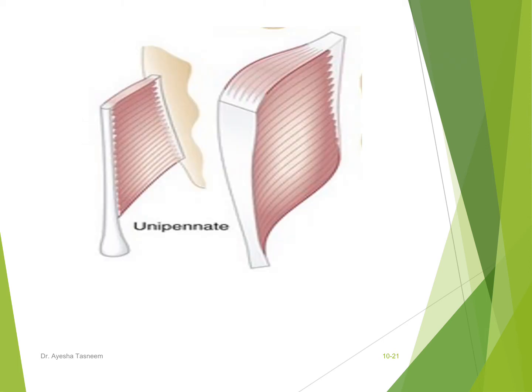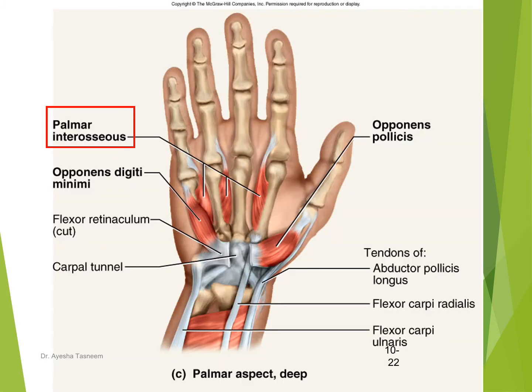Here you can see they are reaching the tendon only from one side. Here you can see that is labeled in the figure. The palmar interosseous you can see here. They are reaching the bone from only one side.